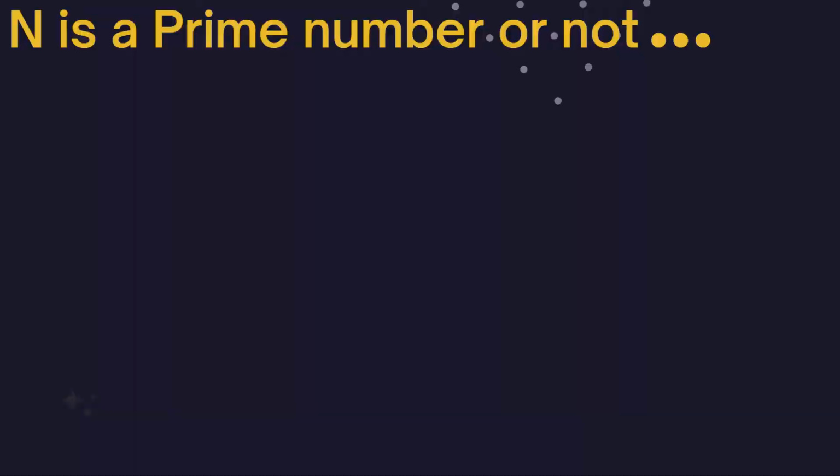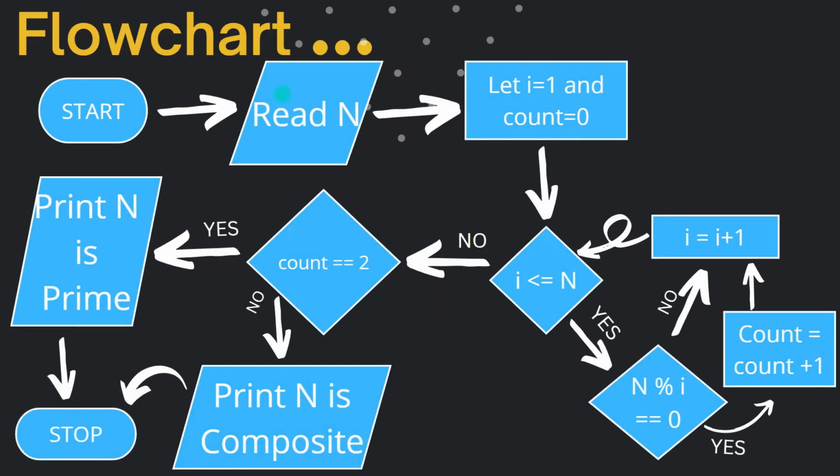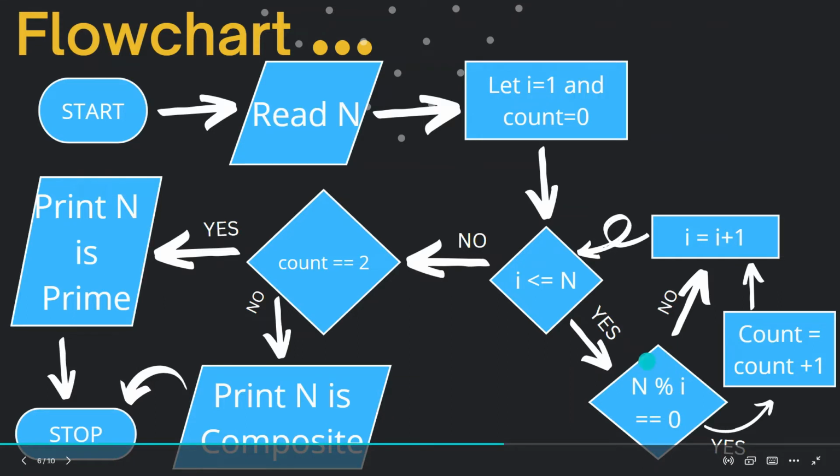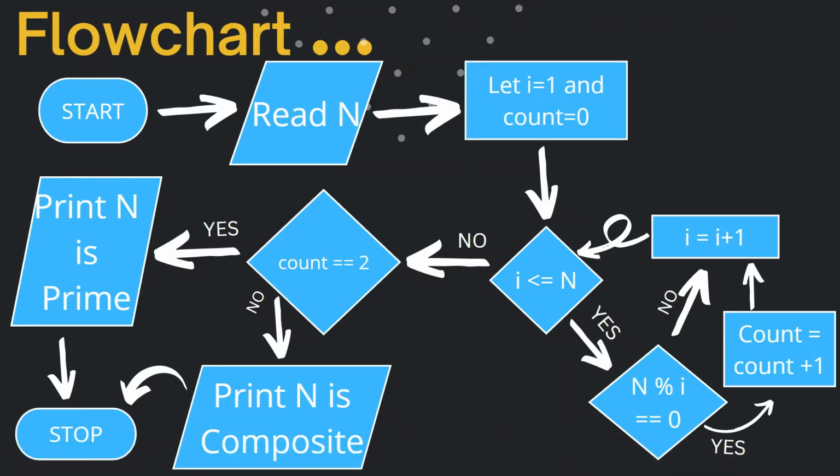Now let's see the flowchart. First we start our flowchart. Then we take n as an input. Then in the processing box, we take i, a temporary variable, and a counter variable. Then we go for the decision making, where we check if i is less than or equal to n. If it returns a yes, we will go for the divisibility check where we will check whether n is divisible by i. If it returns a yes, then we will increase our counter variable by 1. And if it returns a no, then we will increase our temporary variable by 1.